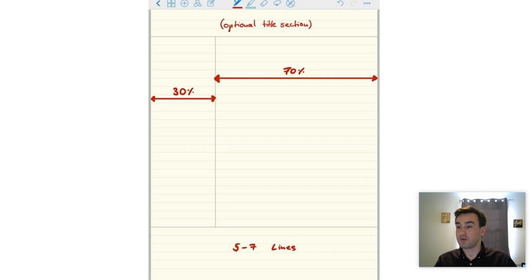For the Cornell Note strategy itself, you're going to cut up your page like it's shown on the screen here. Title at the top, 5 to 7 lines at the bottom, and then you're going to cut the rest of your page into 30% and 70%.